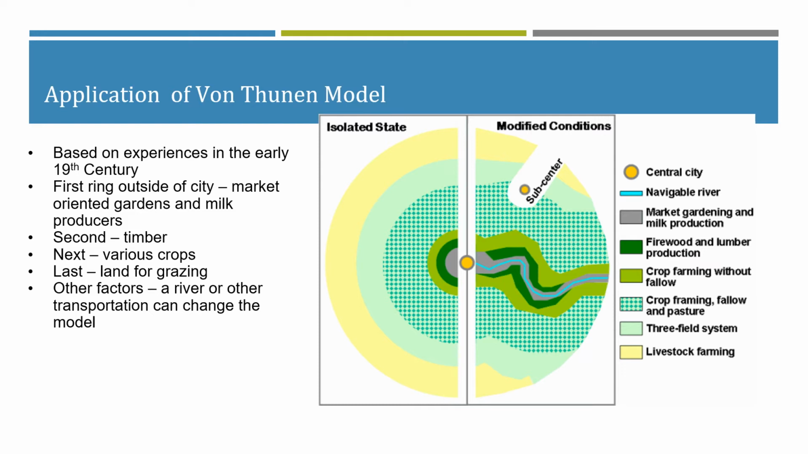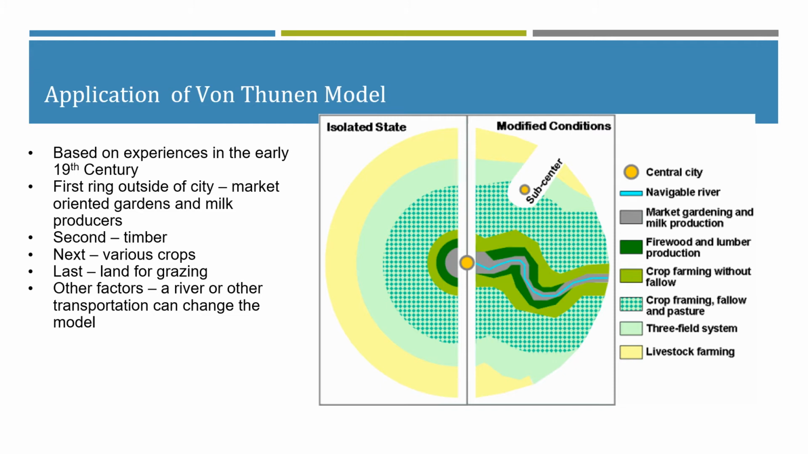The first ring outside of the suburbs, so that first area of rural land outside of the suburbs, you would find market-oriented gardens and milk. So this is where you're going to produce your dairy and where you're going to produce things like tomatoes.